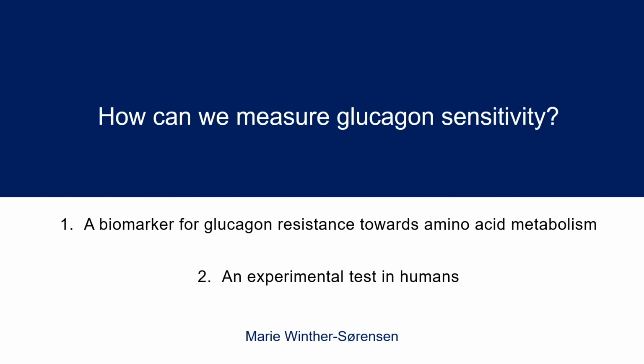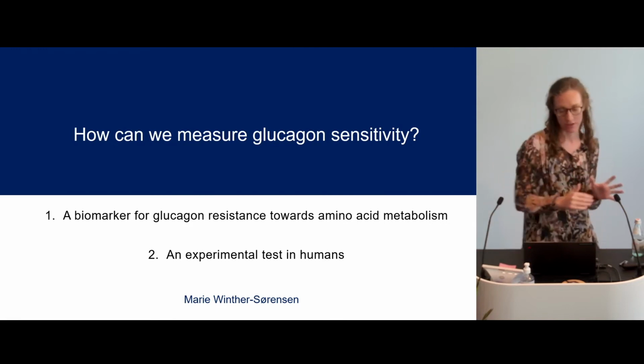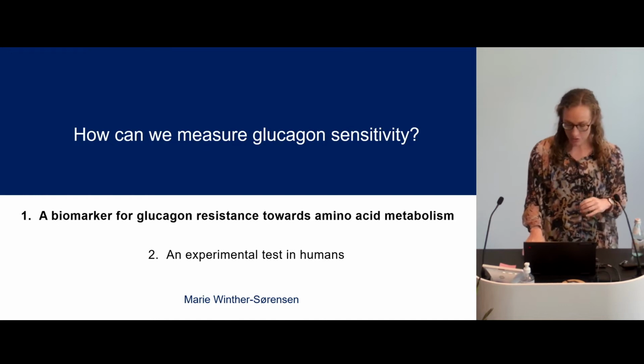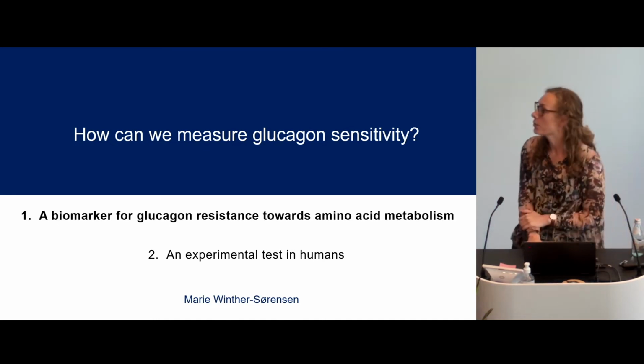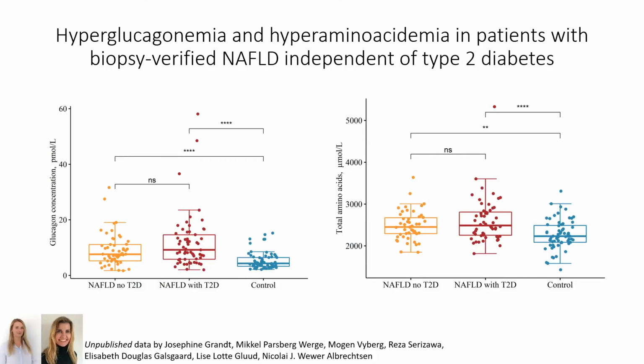And a bit on measurements. So the last topic of our talk here is about how can we measure glucagon sensitivity. And now we're back to glucagon resistance towards amino acid catabolism. So one option would be to have a biomarker for glucagon resistance. And we've seen this before, but it's always good to reproduce the data.